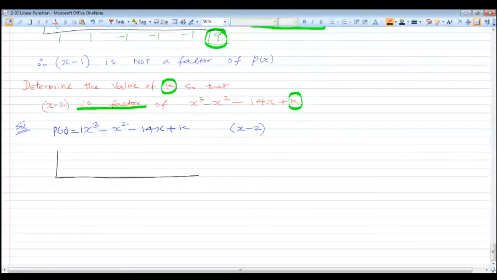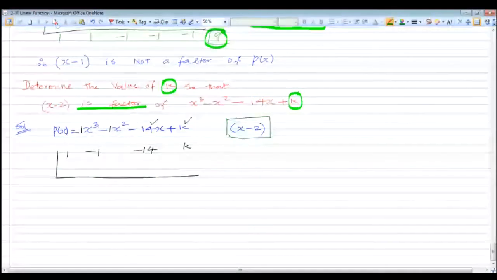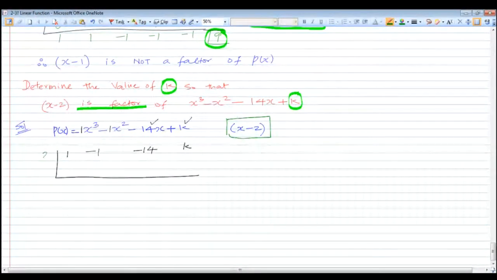What are the coefficients? 1, then minus 1, here minus 14, and here you have k. And one more thing is given. What is the factor here? The factor is 2. The divisor is x minus 2, so change the sign and it becomes plus 2, right? And since it is given as a factor, what does that mean? The remainder must be 0.